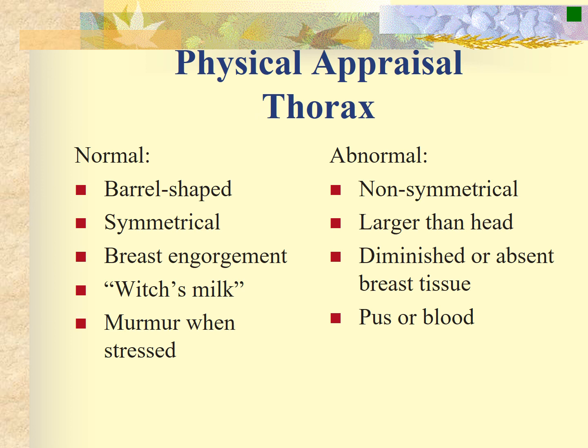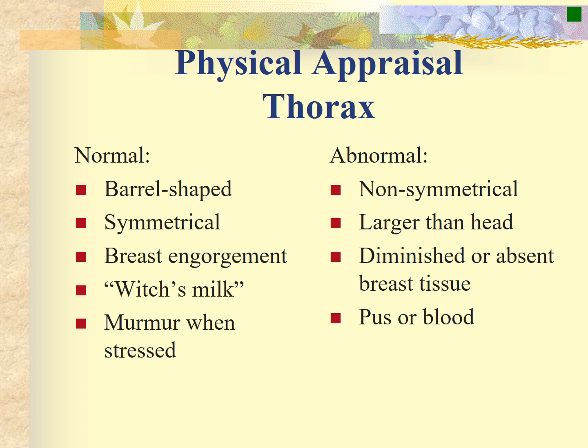The thorax or the chest should be barrel-shaped, symmetrical, and they may have breast engorgement. Actually, in some babies, even little boys, may have witch's milk. It's all normal. It's hormonal. It's all a hormonal change from mom, and they may have a murmur when they're stressed.